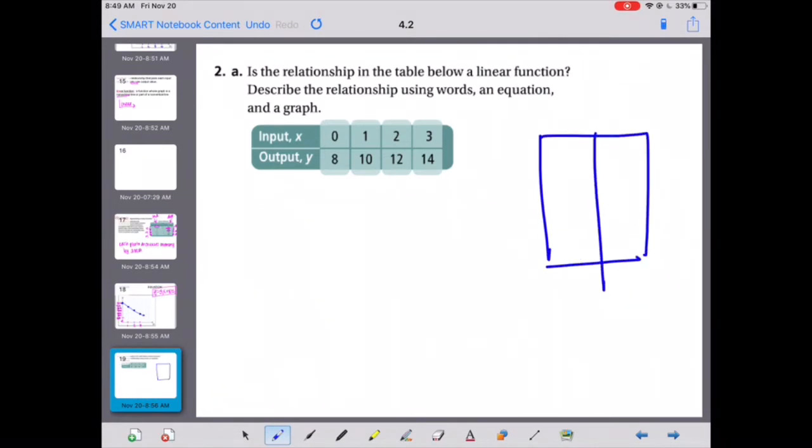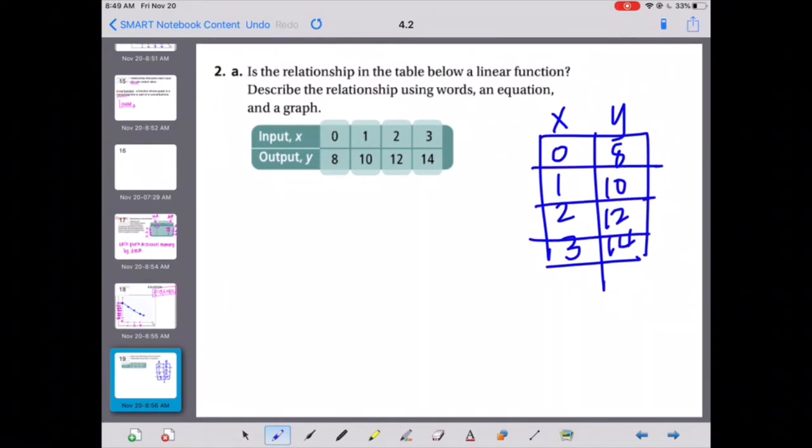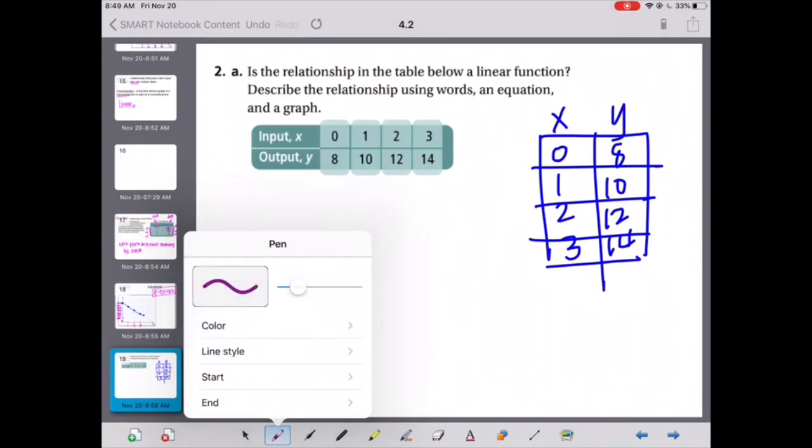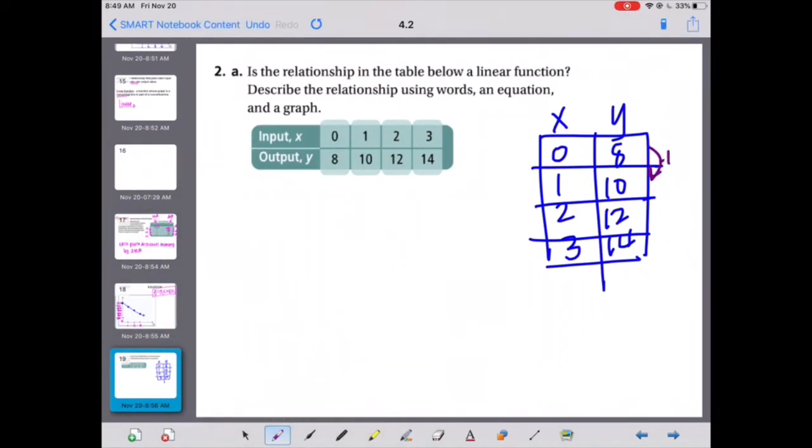All right, last example. Is the relationship in the table below a linear function? Now, they just turned your table on its side, so don't worry. If you really have a hard time reading it that way, you can also change it to look like this: 0, 1, 2, 3, 8, 10, 12, 14. Okay, these are the same tables.